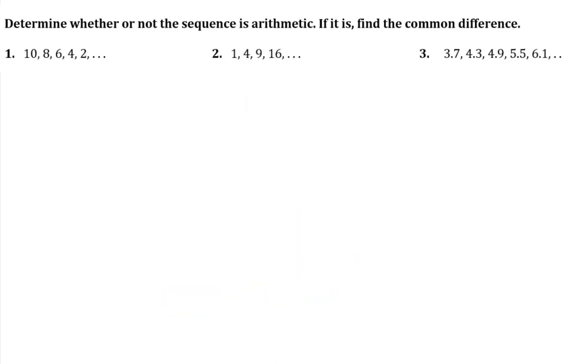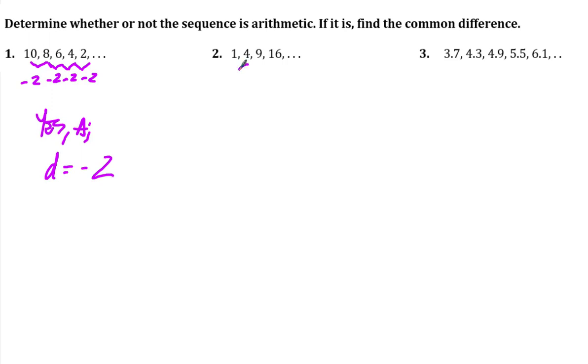So let's look at these first ones and determine whether or not this is arithmetic. If so, we can find the common difference. So let's look at number 1. We take 8 minus 10, that is negative 2. 6 minus 8 is negative 2. 4 minus 6 is negative 2. 2 minus 4 is negative 2. Yes, arithmetic. And the common difference is negative 2. Whatever that value is, second term minus the first term.